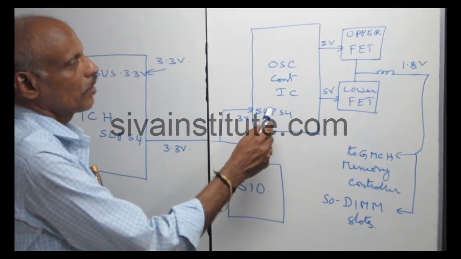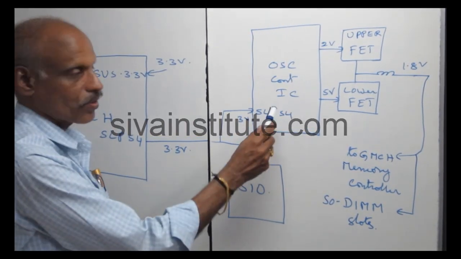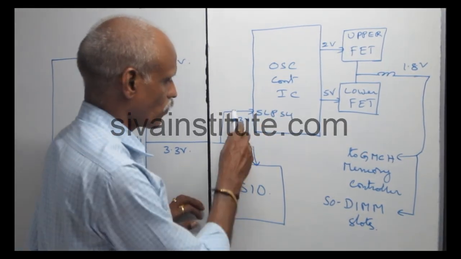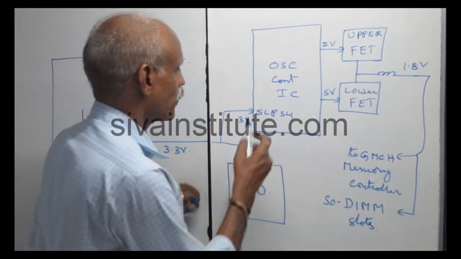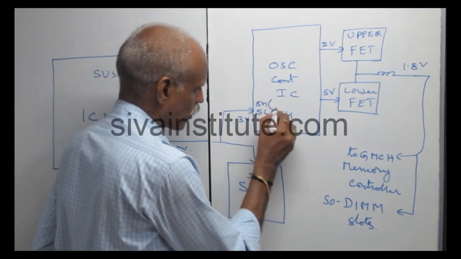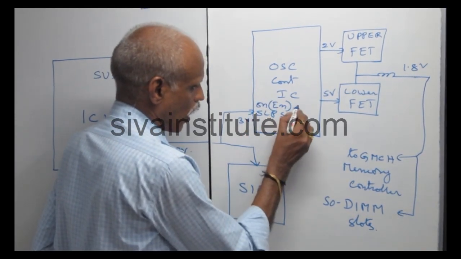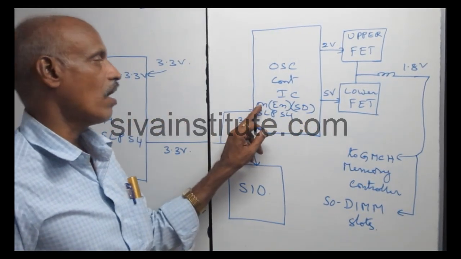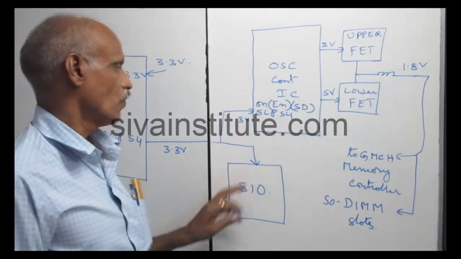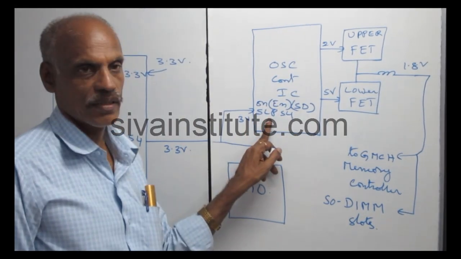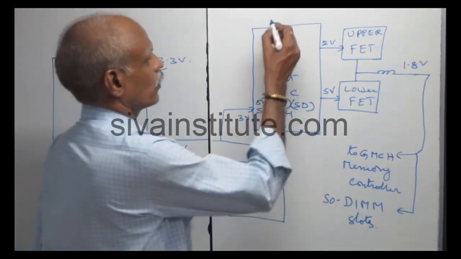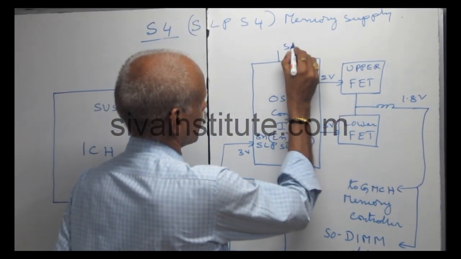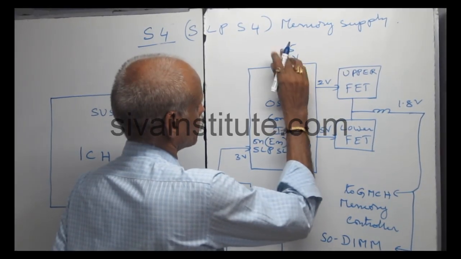This is a 1.8 volts regulator controller IC. When the 3 volts command comes to this pin, this is the on pin, or enable pin, or shutdown pin. These names will come here: on, enable, shutdown. When this voltage comes to this IC, it starts to function. The S5 volt, 5 volts, comes to this IC.